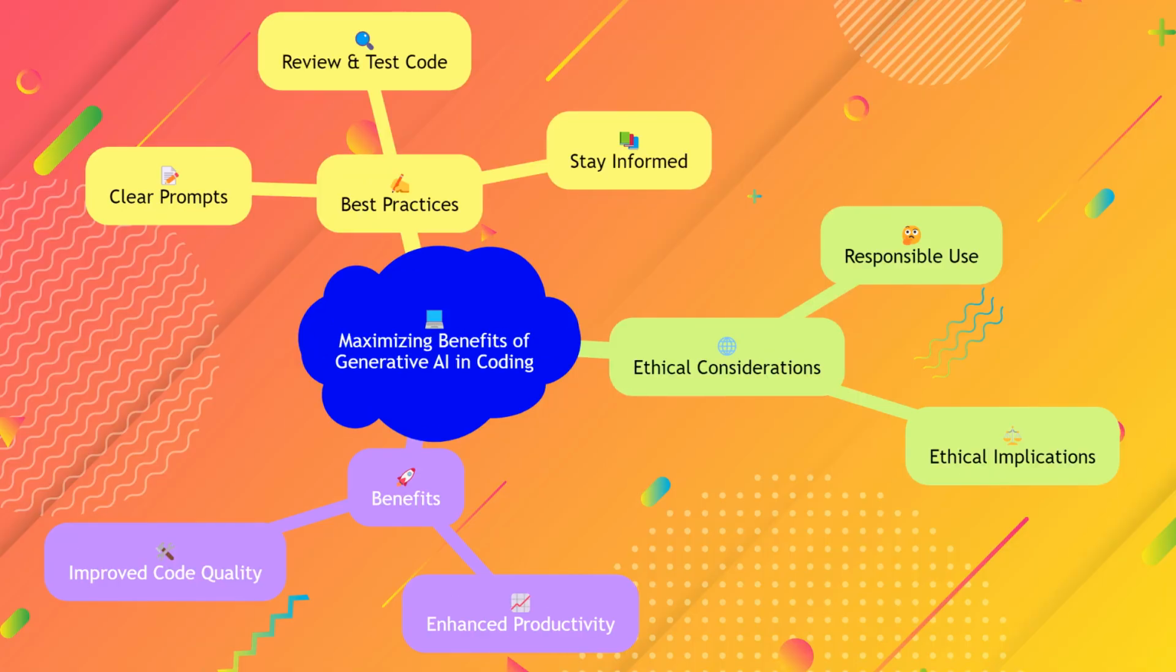To maximize the benefits of generative AI in coding, developers should follow best practices such as crafting clear and detailed prompts, thoroughly reviewing and testing generated code, and staying informed about the latest advancements in AI technology. Additionally, developers should consider the ethical implications of using AI and strive to use these tools responsibly. By following these best practices, developers can effectively leverage generative AI to enhance their coding productivity and quality.